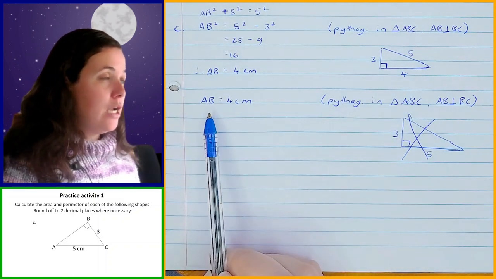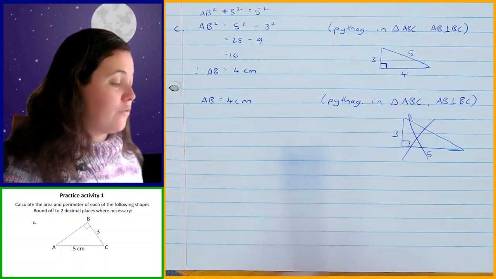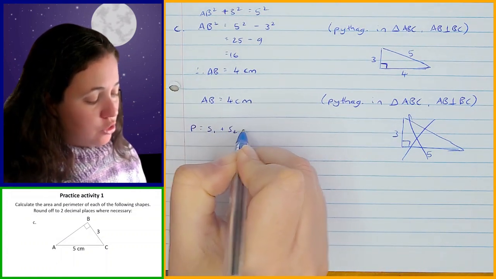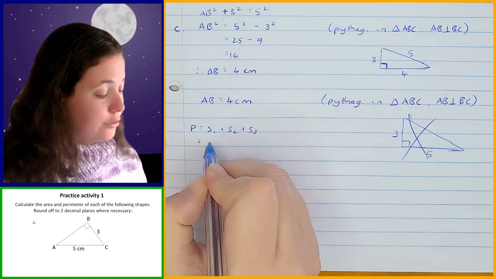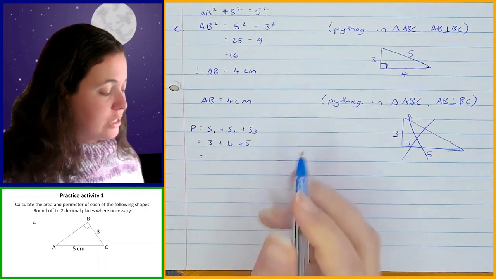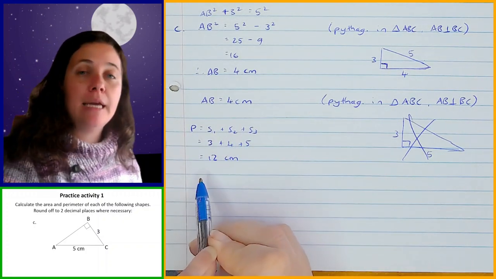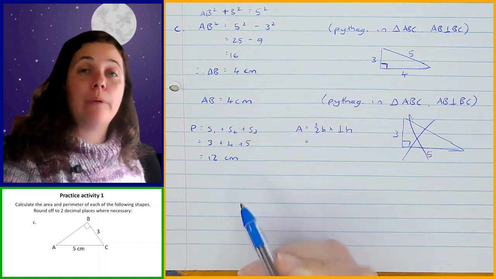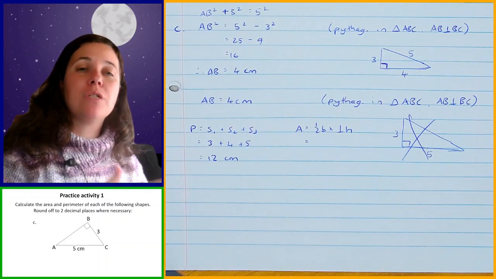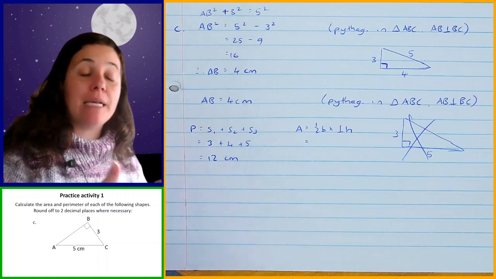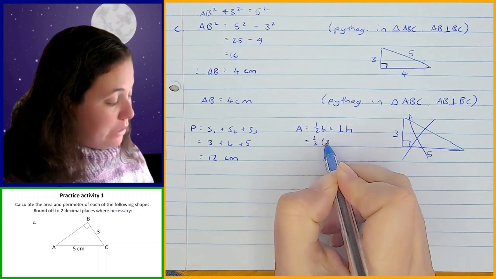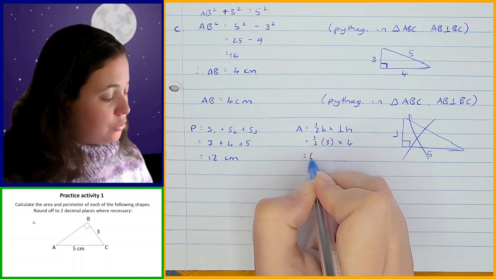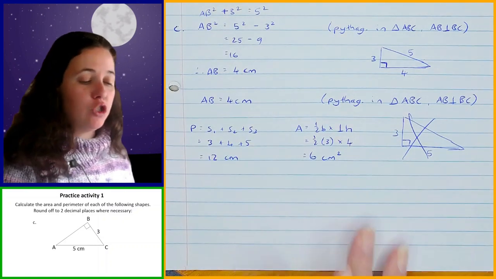Okay, so now we know the length of AB is 4 centimeters because of the Pythagorean theorem. The next thing we're going to do is work out the perimeter by adding the three sides, side 1 plus side 2 plus side 3, which we now know are 3 and 4 and 5. So that gives us 12 centimeters. So your perimeter is 12 centimeters, and your area is half base times the perpendicular height. Now remember I said, when you have a right angle triangle, the two sides that are perpendicular to each other are going to be your base and your height. So that's going to be half times 3 times 4. Half of 3 times 4, or half of 4 times 3, gives you 6 centimeters squared. So that's what you should get for that example.